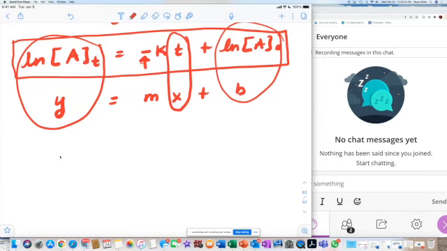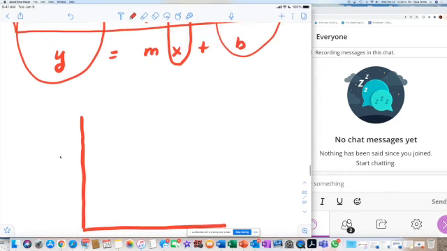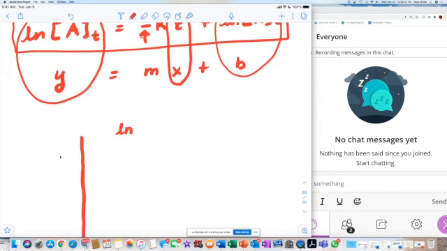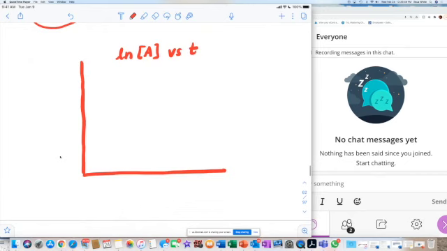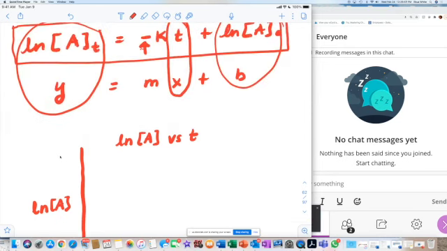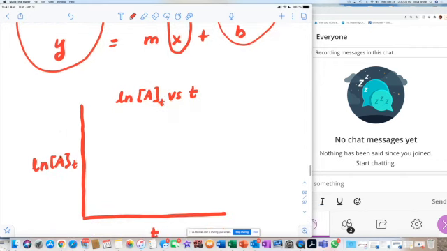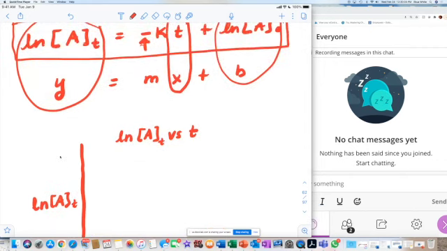Now let me look at the sign of the slope. The slope is negative, so just like before, you have your y, you have your x. What's my y again? ln of A versus T. So my y is going to be labeled ln of A. My x is going to be labeled T. Whatever y is, you label that.